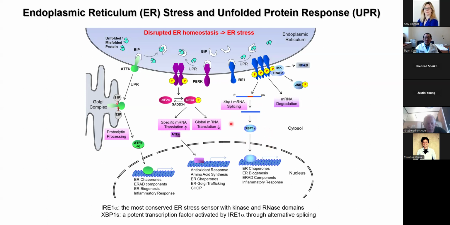And XBP1 can function as a potent transcription factor for pathways such as ER chaperone induction, ER-mediated protein translation, as well as inflammatory response. And besides activating XBP1, IRE1 alpha can also mediate the degradation of a number of mRNAs on the ER membrane, as well as interact with pathways such as NF-κB and JNK in the cell, and contribute to inflammatory response.